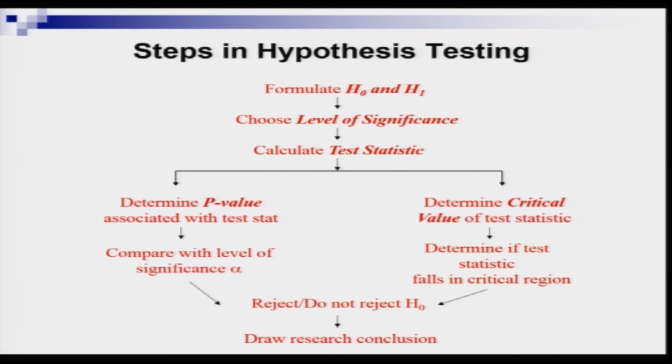So, there are 2 different approaches: the p value approach, which is associated with the test statistic, and the critical region approach, also associated with the test statistic. If I follow the p value method, then you need to compare the p value with the level of significance that you have already chosen before in step 2, and that is alpha. In the other way, you determine whether the test statistic falls in the critical region or not. Either approach should help you decide whether to reject or not to reject the null hypothesis, and then you finish your project by drawing a conclusion from the sample.